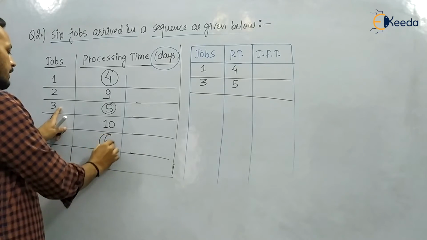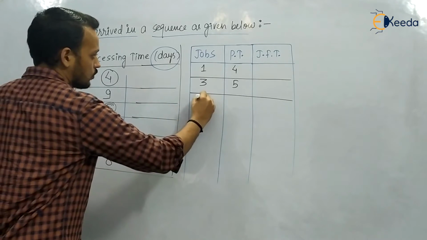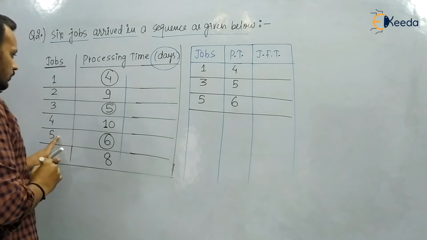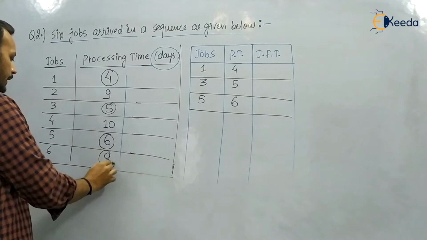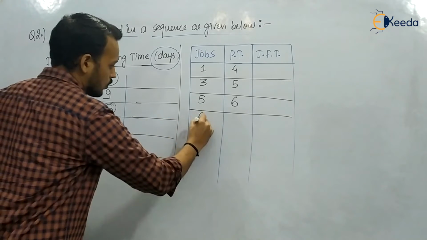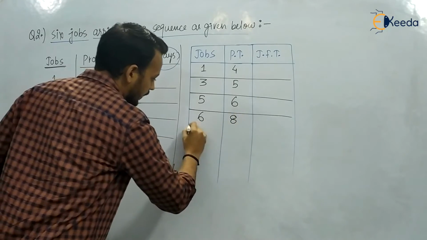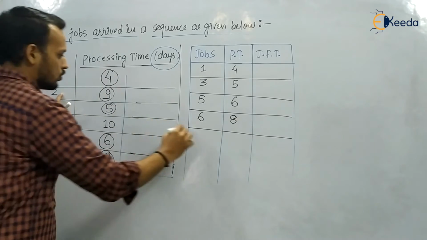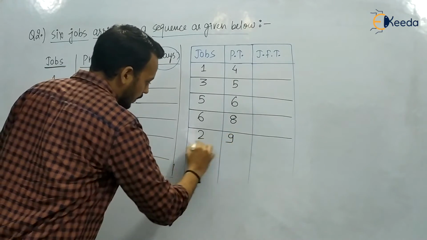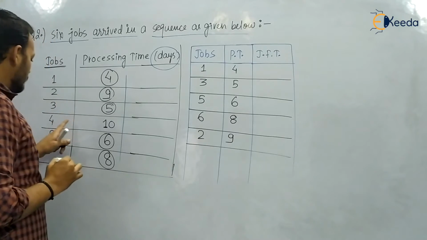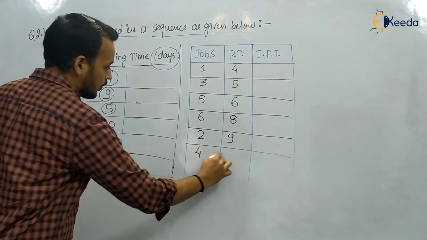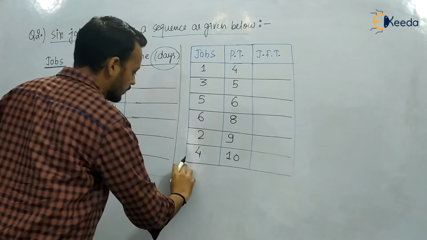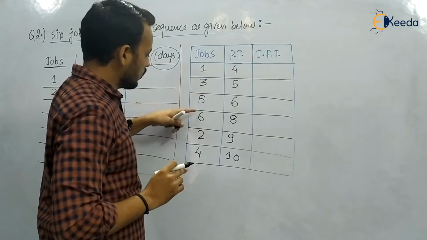Now the next is 6. It is for job number 5. For job number 5, the processing time is 6 days. Now the next is 8, for job number 6, the processing time is 8 days. Now the next shortest is 9, for job number 2, we have got 9 days. And the last one is job number 4, we have got 10 days. So we have arranged the jobs on the basis of the shortest processing time rule: 1, 3, 5, 6, 2 and 4.